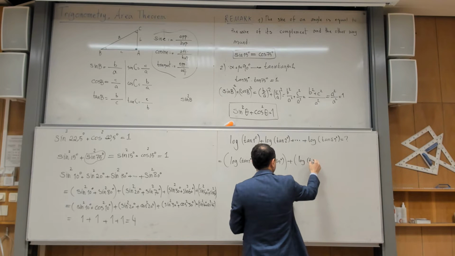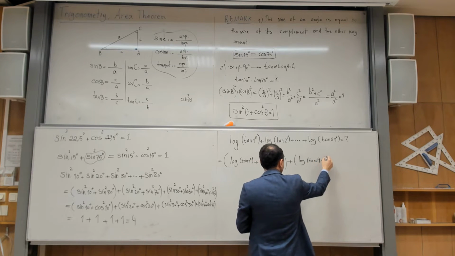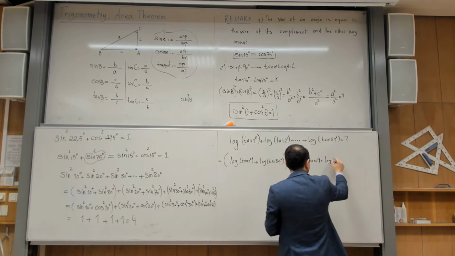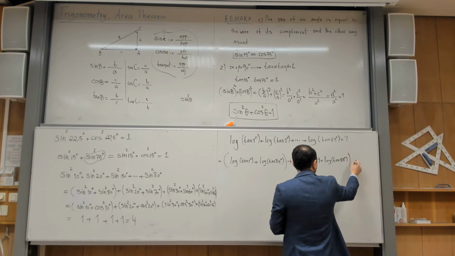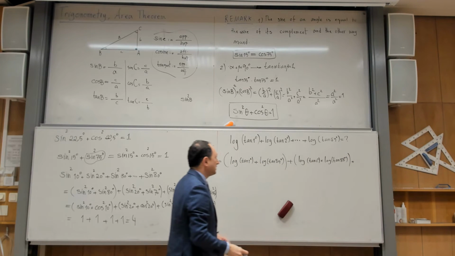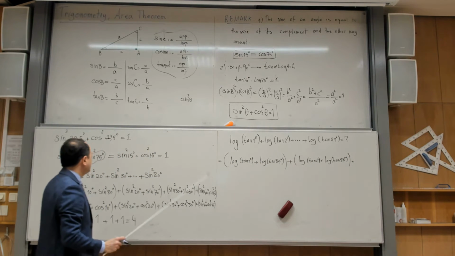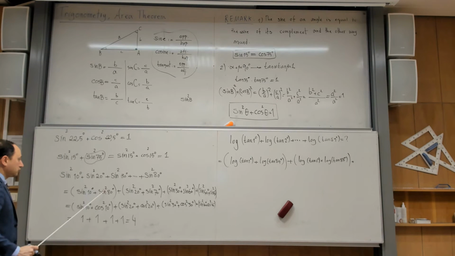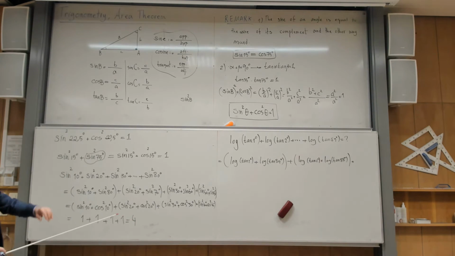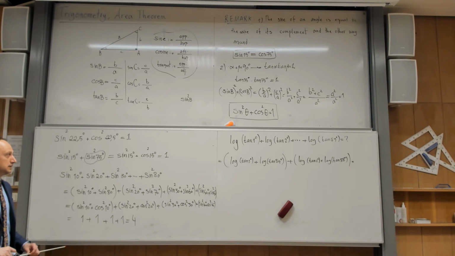Logarithm of tangent 2 degrees plus the logarithm of tangent, what? 88 degrees, of course. And then I can continue, but there is a little bit different. Something is different here. Here I had an even number of terms, so I grouped them in groups of 2, and that was complete. But here, how many terms are involved in this problem? Tangent of 1 degree, 2 degrees, up to tangent of 89 degrees. So how many terms are involved?